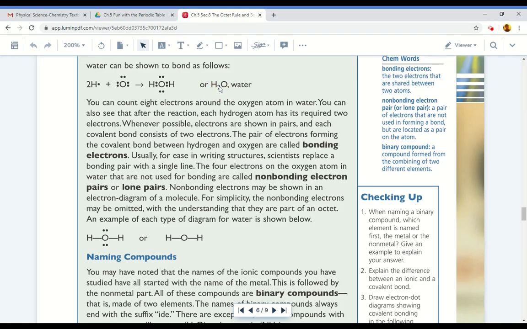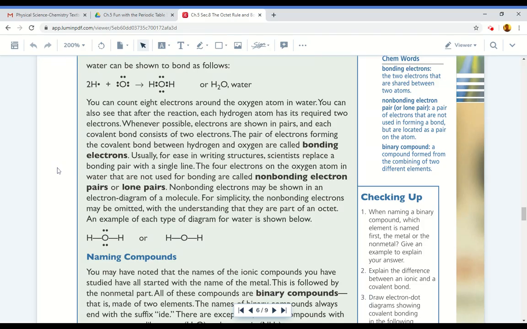Or H2O, water. You can count 8 electrons around the oxygen atom in water. You can also see that after the reaction, each hydrogen atom has its required 2 electrons. Whenever possible, electrons are shown in pairs, and each covalent bond consists of 2 electrons. The pair of electrons forming the covalent bond between hydrogen and oxygen are called bonding electrons.